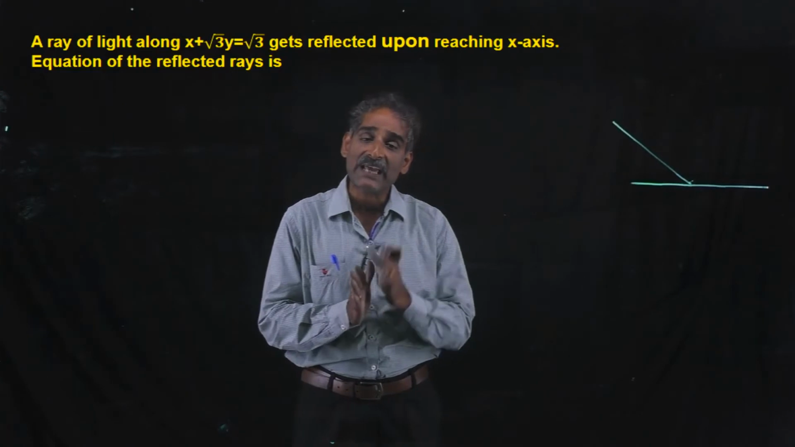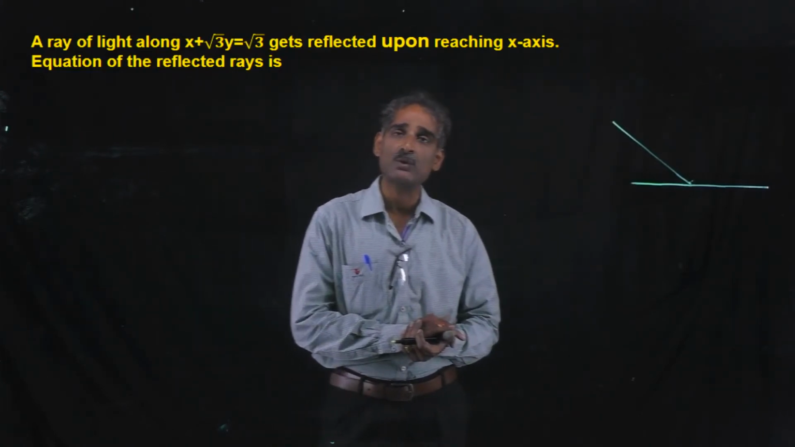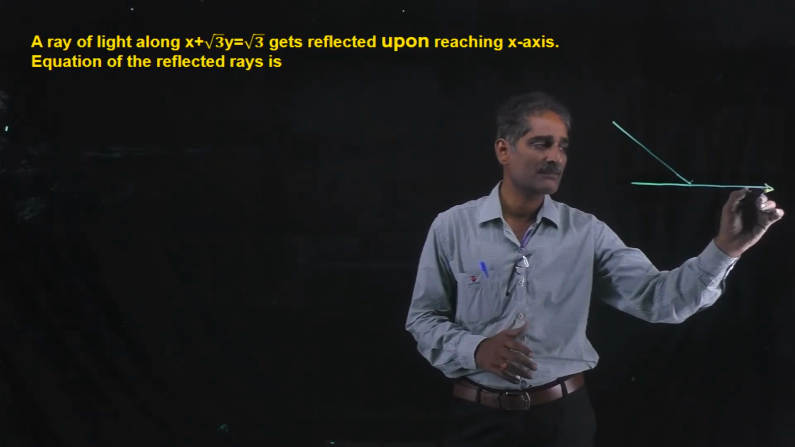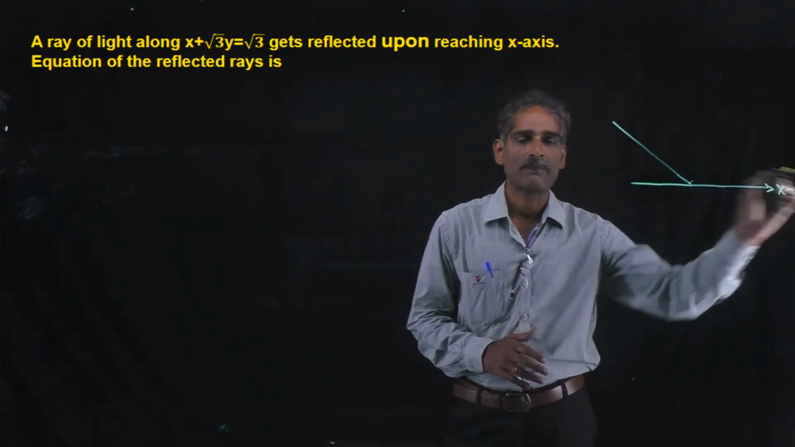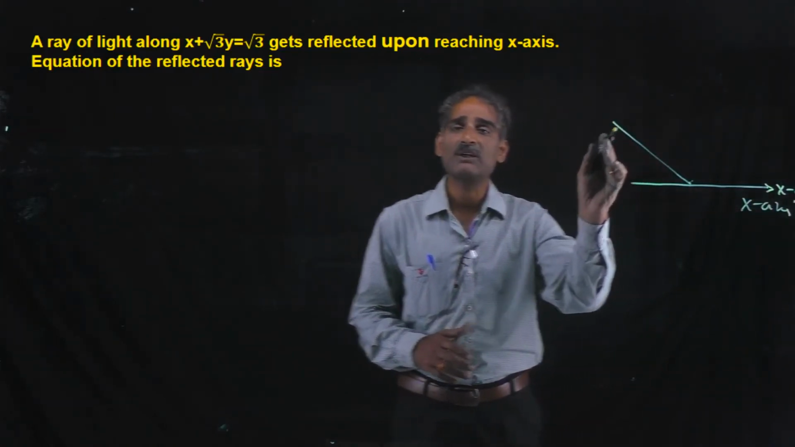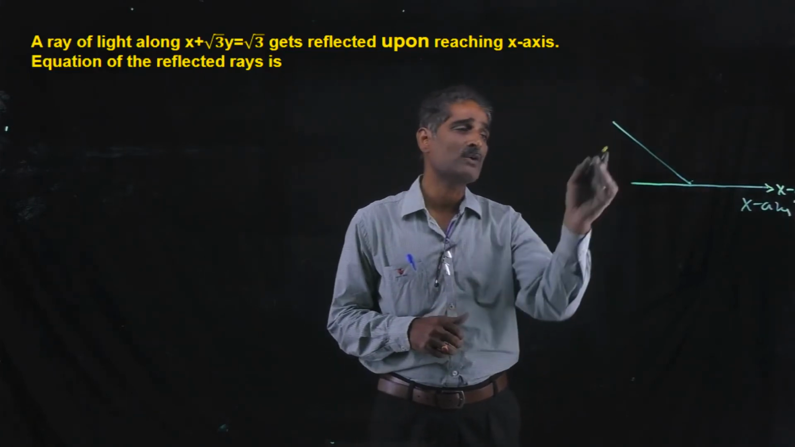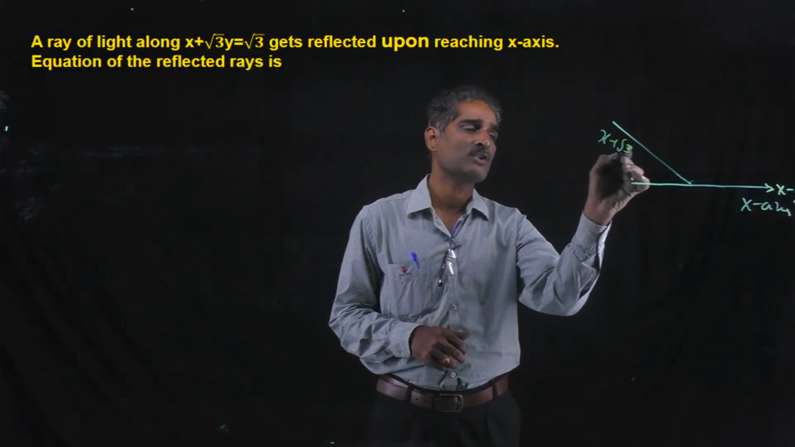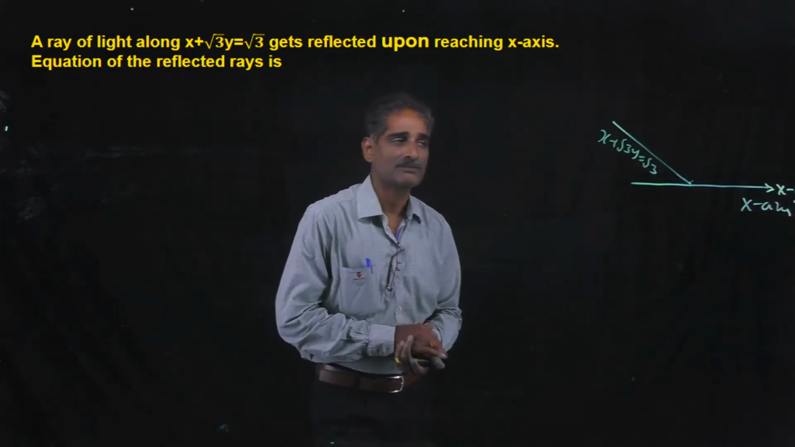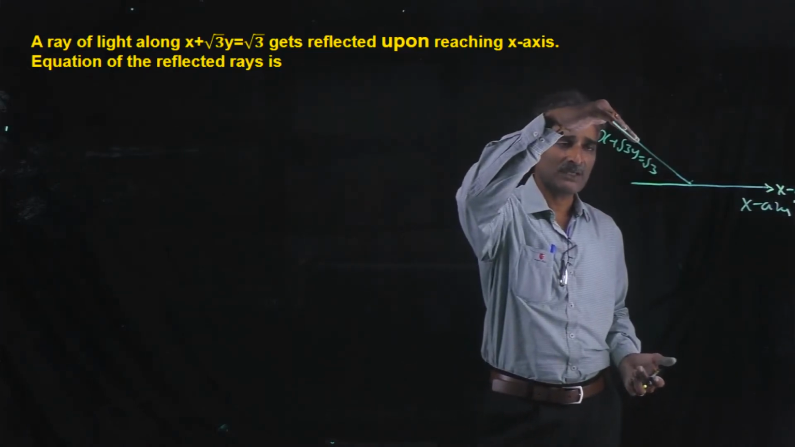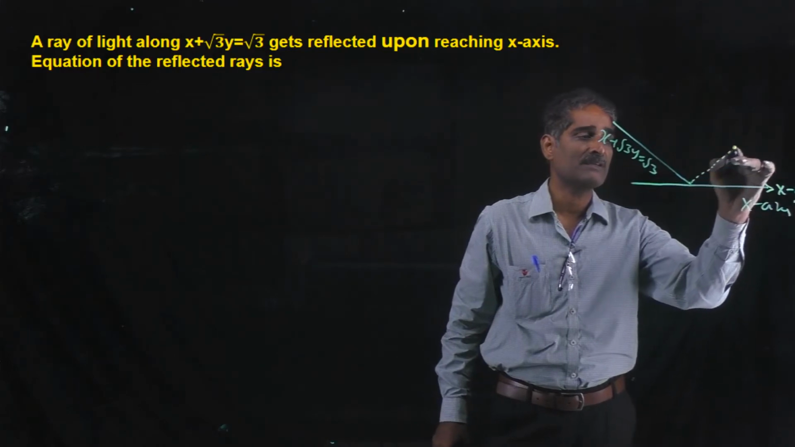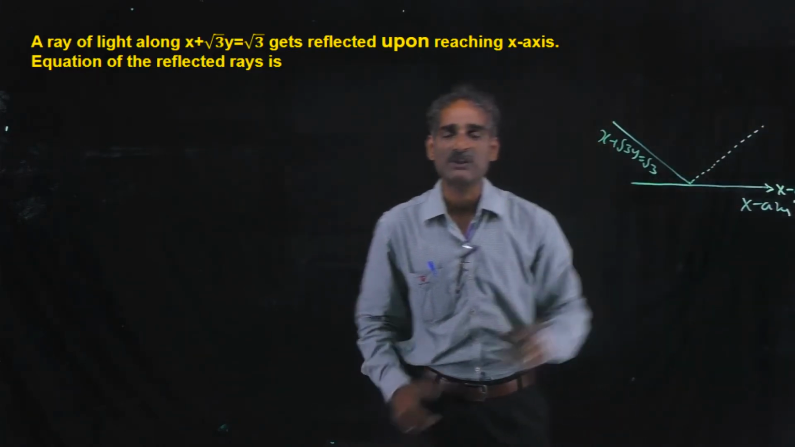A ray of light along the line x plus root 3 y equal to root 3. Suppose this is the x-axis. So here the given equation is x plus root 3 y equal to root 3. This is the path of the ray of light. So the ray of light is coming along this line and reflected on the x-axis. This is the position of the reflected ray. We have to find this equation.